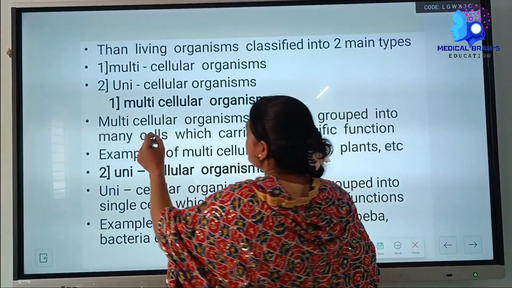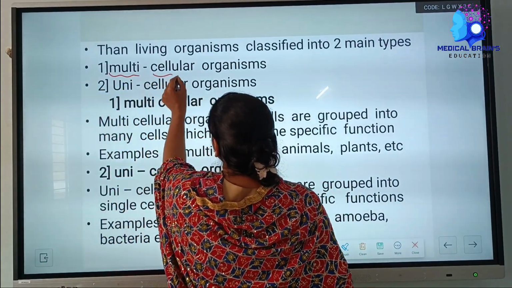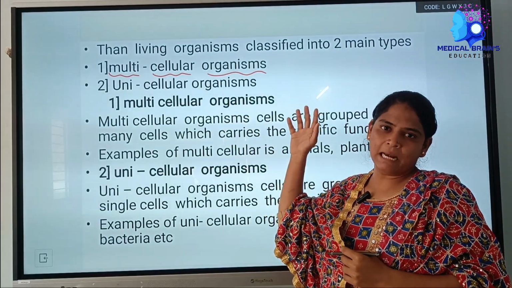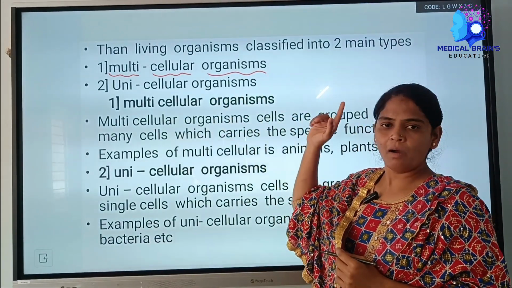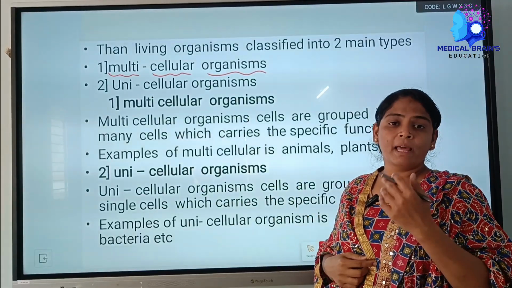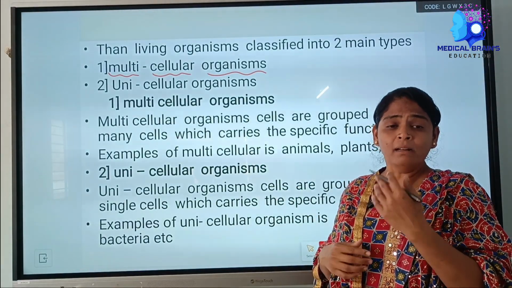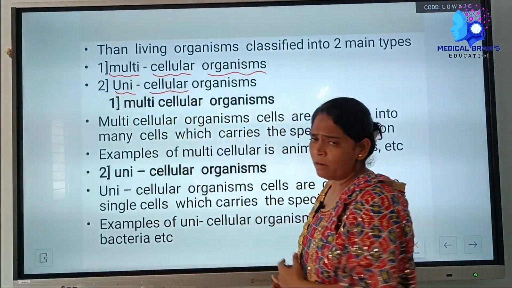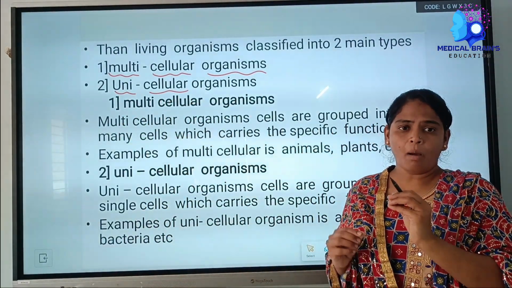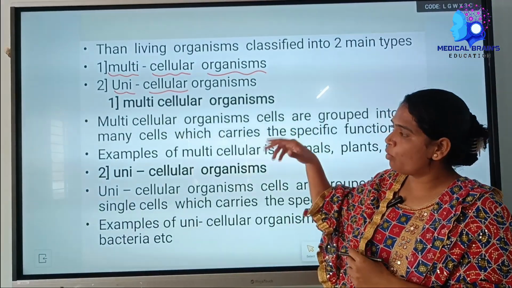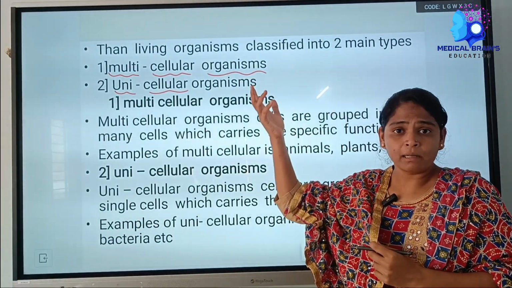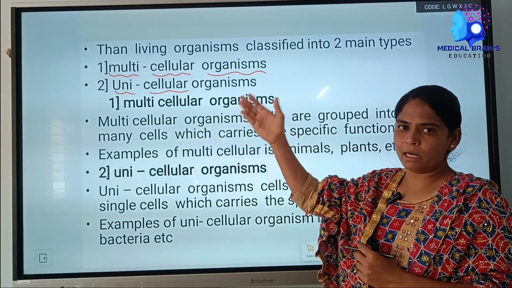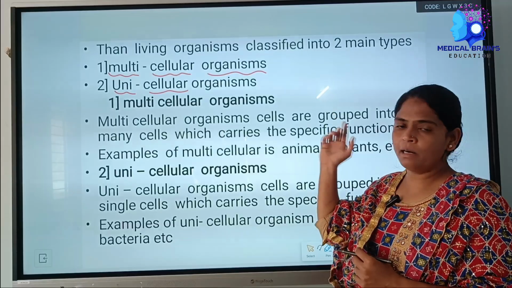See here, multicellular organisms. The word is split into syllables, right? Multi means more than two, more than four, more than that. Uni means one. Cellular gives the meaning of composed of cells. How many cells? More than two, more than that. The composition of cells is more than two. Now, multicellular organisms and unicellular organisms.